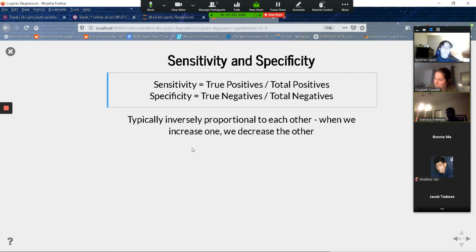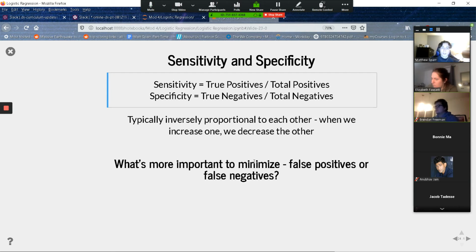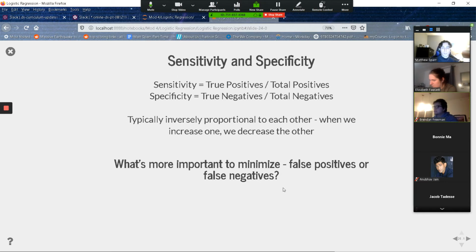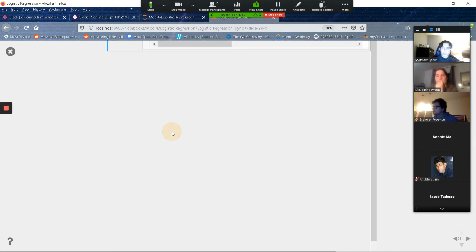All right, so typically they're inversely proportional to each other. When we raise one, we decrease the other. So there's this trade-off on whether we want to be better at recognizing the positives or the negatives. And so, like I said, what's more important to minimize, false positives or false negatives? It's a question you always have to ask, given the context. For some things, it's really obvious, like medical situations. For others, for example in banking, if you're trying to decide whether or not to give someone a loan, there might be arguments on either side for which one you'd want to minimize. But yeah, something to keep in mind.